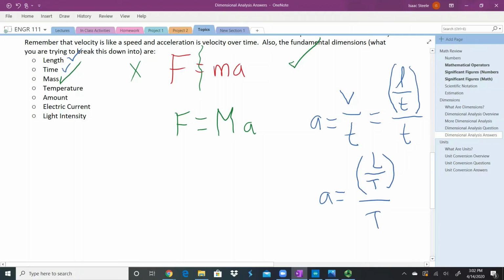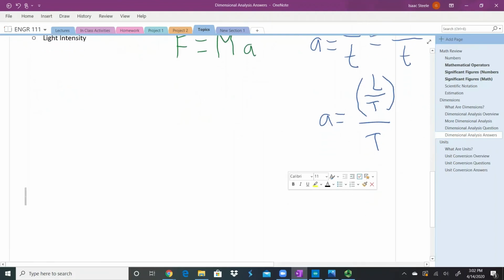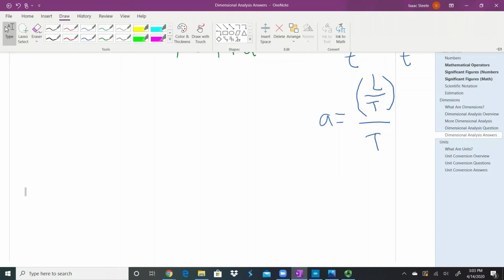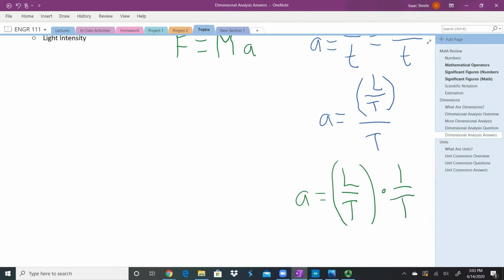And there's a couple ways that we can simplify this. I talked about this in the more dimensional analysis video. I like to look at this as fractions and break this apart into my acceleration equals a length over time. And instead of dividing by time, I could do the same thing as dividing, which is multiplying by the reciprocal. And this really helps me see that my length's on the top and both my times are on the bottom. And so I can say that my acceleration equals a length over time squared.